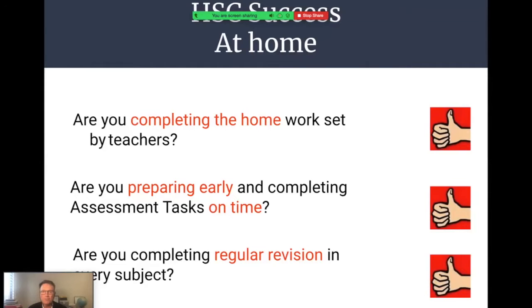The first thing you should be thinking about if you want to be successful is how to be successful at home. Ask yourself a few questions. Are you completing the homework set by your teachers regularly? Are you preparing early and completing assessment tasks on time? Are you completing regular revision in every subject? Just remember, work that you studied in term 4 in year 11 will be accessible in the HSC. Do you still remember it now? Regular revision is necessary.